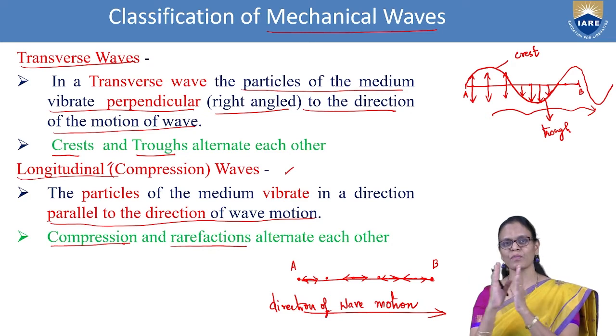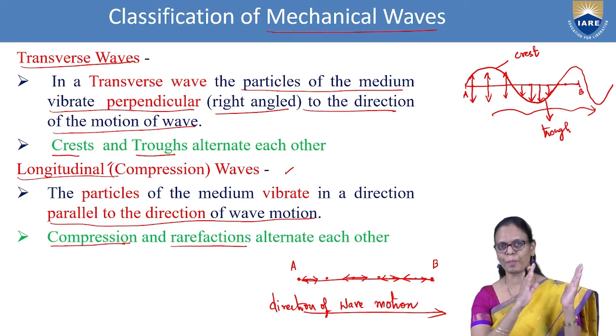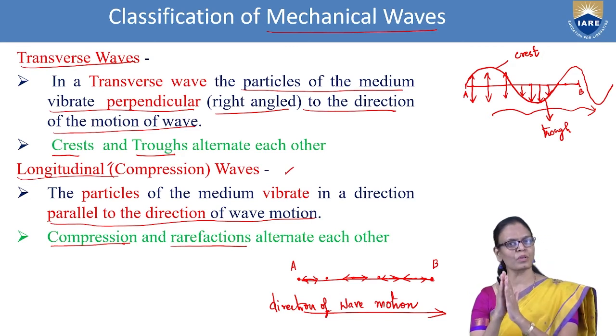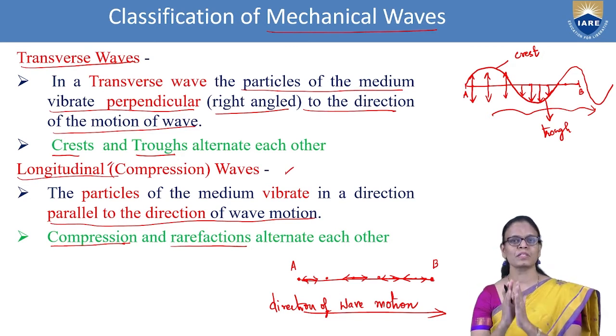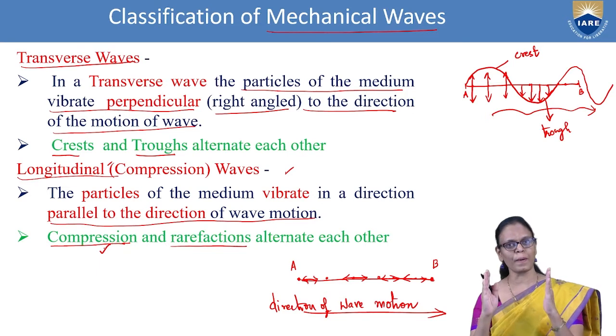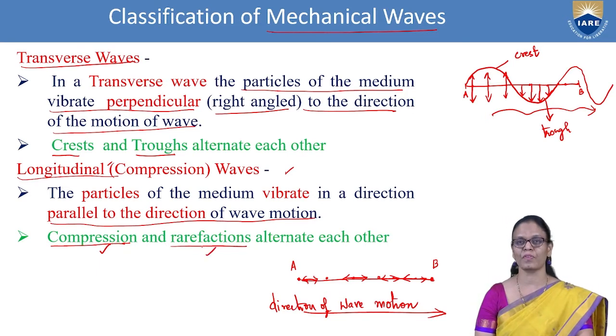So when the particles are vibrating parallel to the direction of propagation of the wave, there are some regions where the particles will come closer together. We'll see it in a simulation. So where they are coming closer together, we call it as compression. And where they go apart, we call it as rarefaction. So in a string, if you see, these compressions and rarefactions will alternate each other. So again, after one compression and rarefaction, there will be again a compression, rarefaction, and so on.